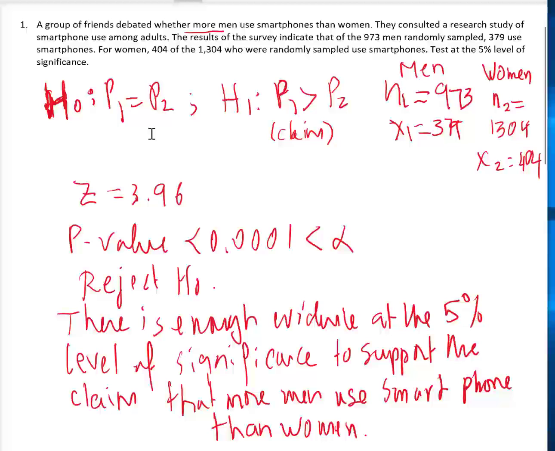So the p-value is less than alpha, so we reject the null hypothesis. And when you reject the null hypothesis and the claim is in the alternative hypothesis, you support the claim. You conclude that there is enough evidence at the 5% level of significance to support the claim that more men use smartphones than women. That concludes the problem.